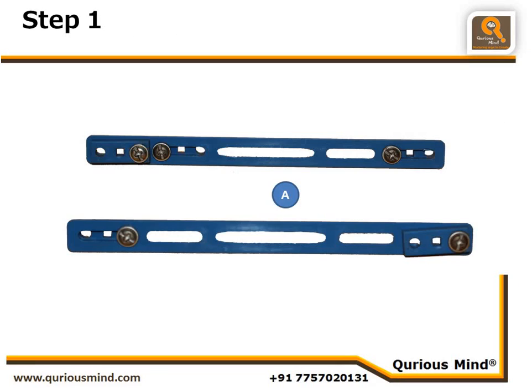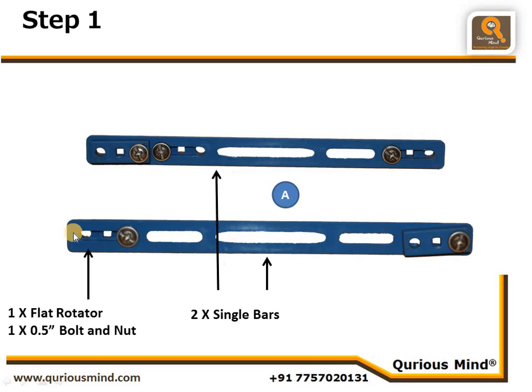This is step 1. This is a push-pull rod. We will be creating it using a single bar and having one flat rotator at one end, another flat rotator at another end. Flat rotator is connected using one nut bolt each. Now this one acts as both push-pull rod and pendulum rod.